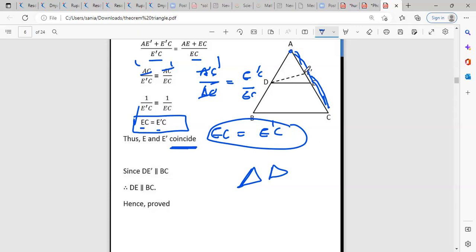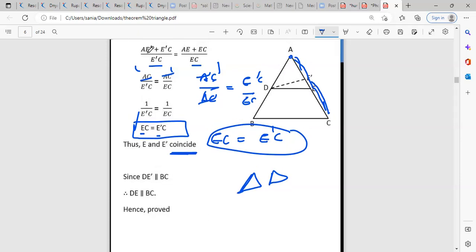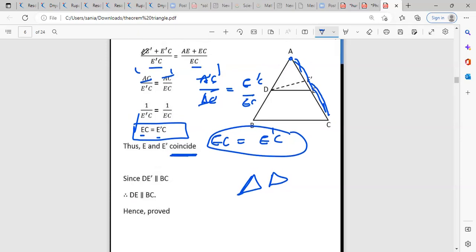Whether you are taking AE dash and E dash C, it's also coming AC. So somewhere these two have some similar properties. AE dash and AE have a similar property, yes? Because when you add AE dash and E dash C, then also you get AC. And when you add AE and EC, you also get AC. So that means E and E dash coincide, somewhere same, right?